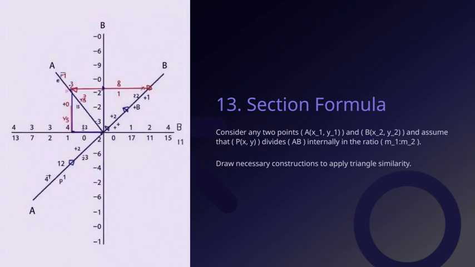Remember, the key idea here is to use these constructions to relate the coordinates of the points and the ratio in a way that allows us to apply the properties of similar triangles effectively. By doing this, we connect the geometric configuration to algebraic expressions, bridging the gap between coordinate geometry and triangle similarity.